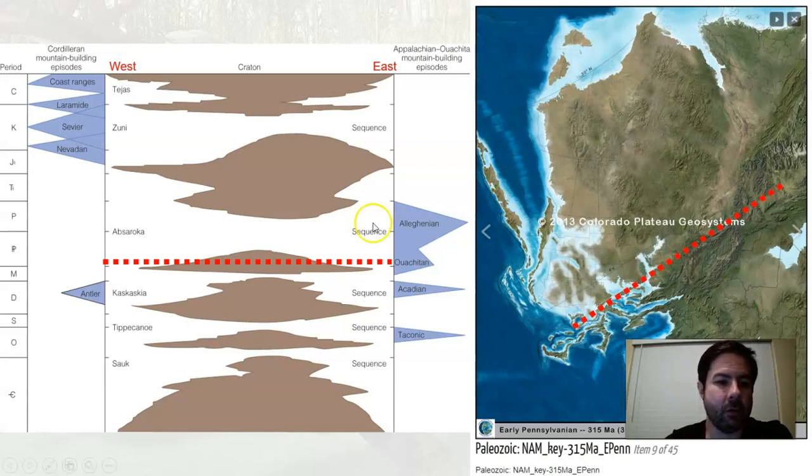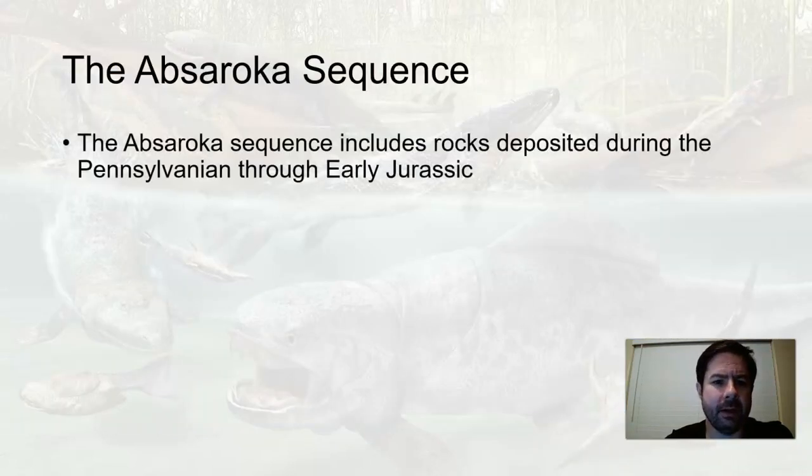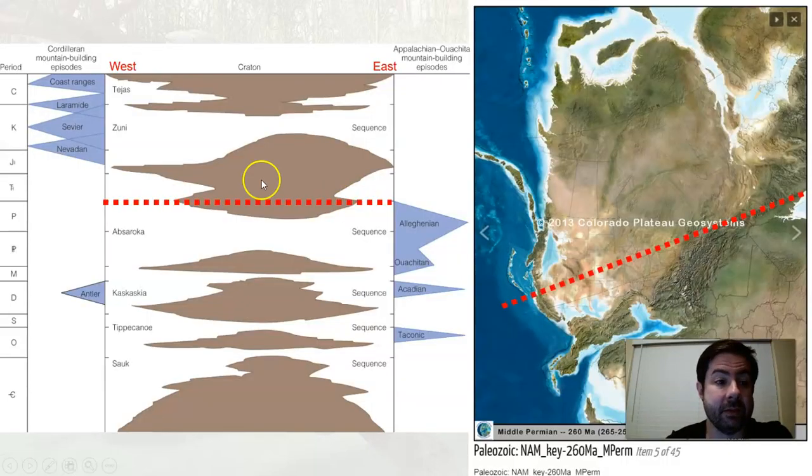Okay, so kind of at the beginning of the Absaroka, we have still some water, craton, water. Close enough. And then at the end of it, that brings us to the end of the Permian, the end of the Paleozoic era, and that's kind of where the time frame stops. So, this sequence includes rocks deposited in the Pennsylvanian through the Jurassic period, which is actually tiptoeing into the Mesozoic.